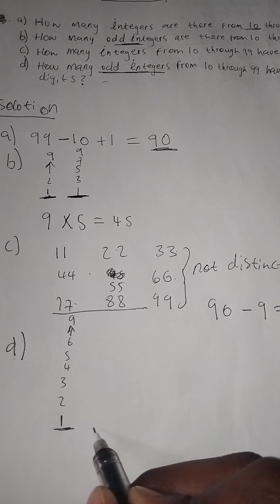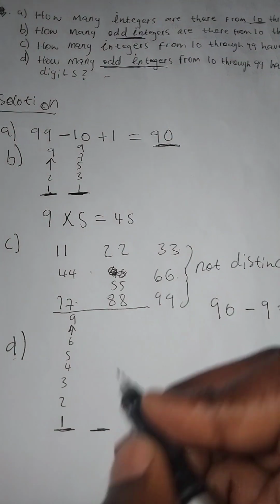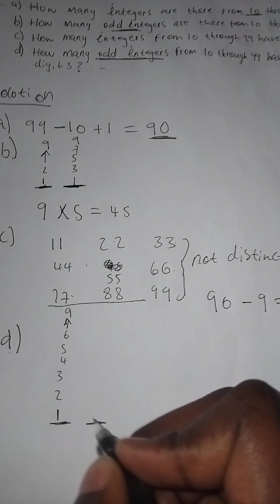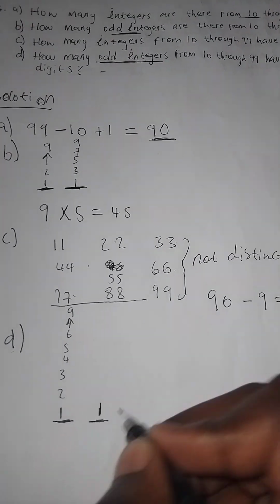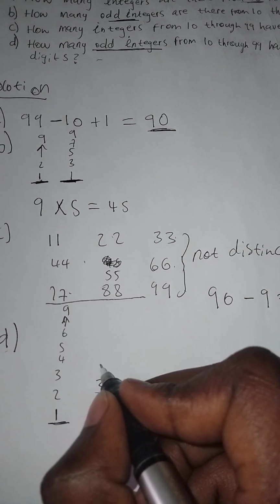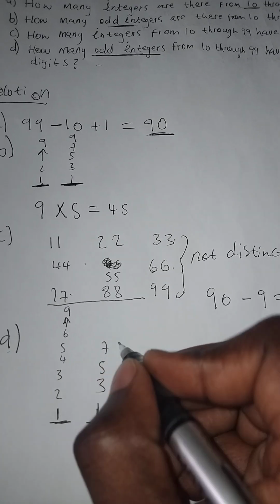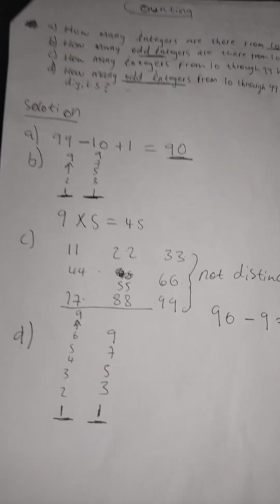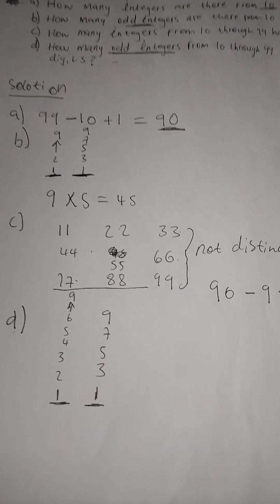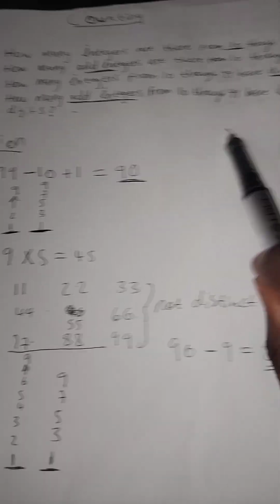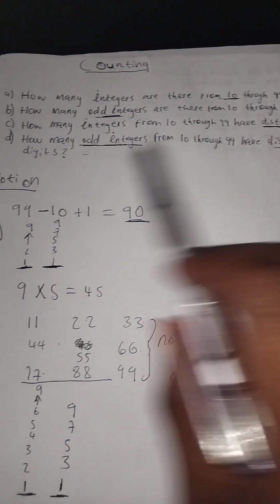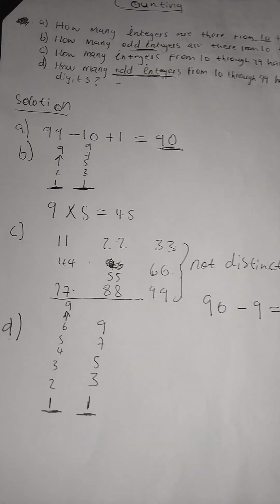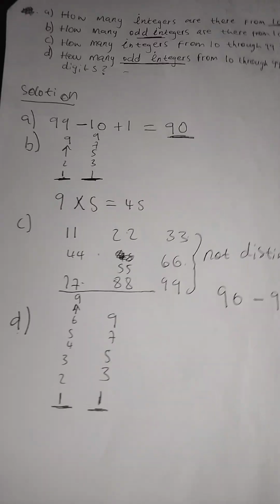And on the second one, what must happen is that we must strictly have odd numbers: 1, 3, 5, 7, 9. Since they want them to have distinct digits, they do not have to repeat. That means they have to be different.